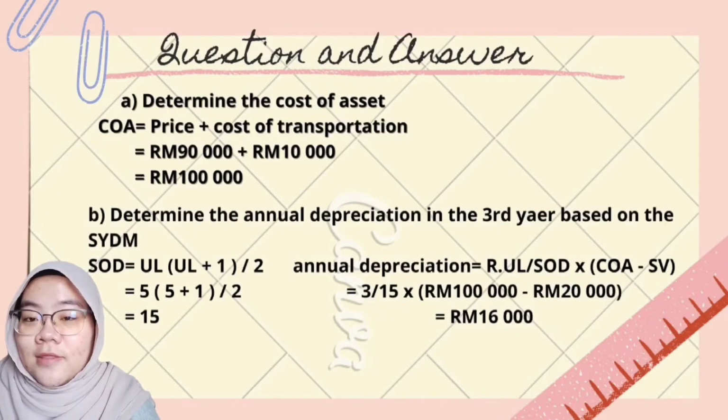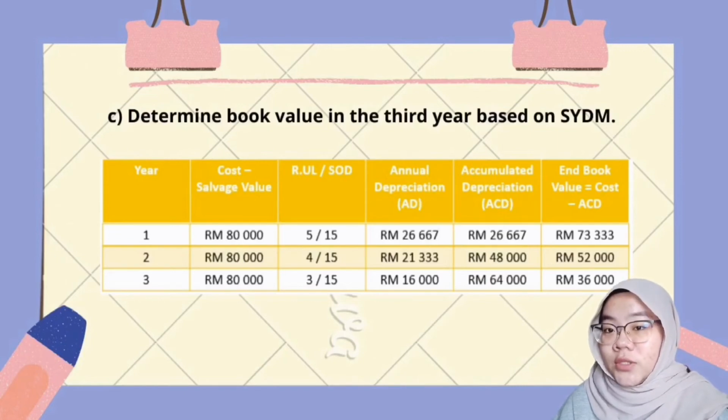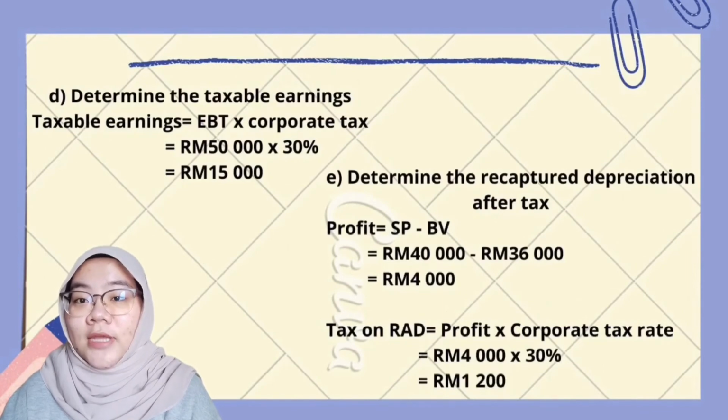The answer is 16,000. Next question is determine book value in the third year based on sum of year digit method. In the previous video I showed you the schedule to find book value. You must follow the schedule to get the answer. The answer is 36,000.